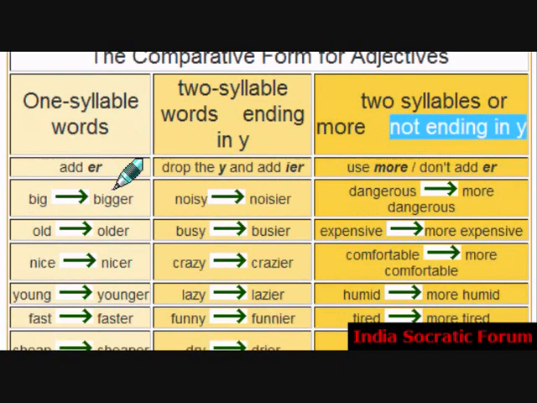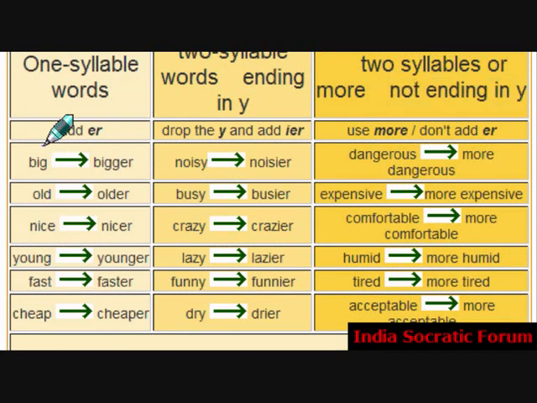Let's see the rule. For one syllable words, we have to add ER. Example, big. Just add ER to it. Bigger. For old, add ER to it. Older. For nice, add R to it. Nicer. Young, just add ER. Younger. Fast, just add ER. Faster. Cheap, cheaper.